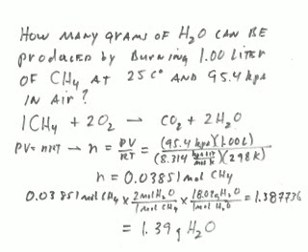So how many grams of water can be produced by burning 1 liter of methane at 25 degrees and 95.4 kilopascals pressure? Methane is the main ingredient in natural gas. So when you are cooking something on a natural gas stove, what you are burning is methane. So how much of this do you get if you use that? It's stoichiometry. So 1 mole of methane reacts with 2 moles of oxygen. You get 1 mole of carbon dioxide and 2 moles of water.